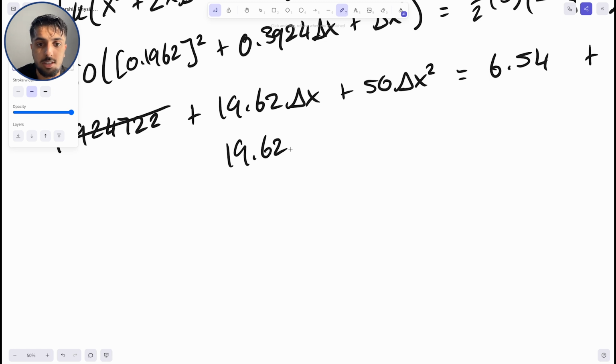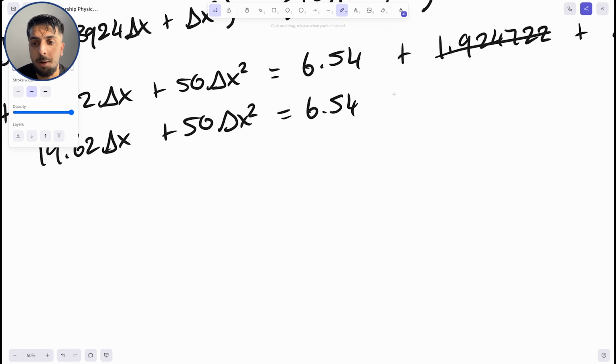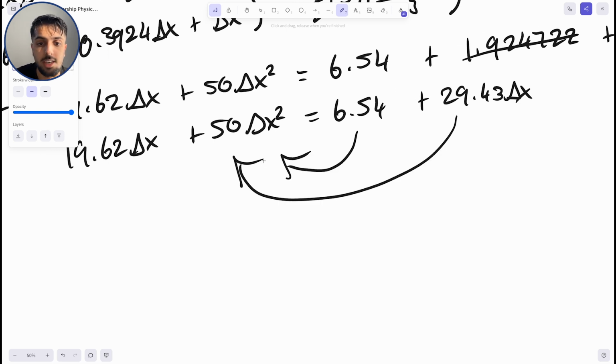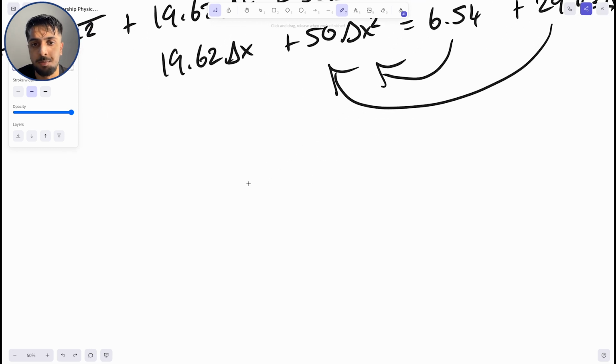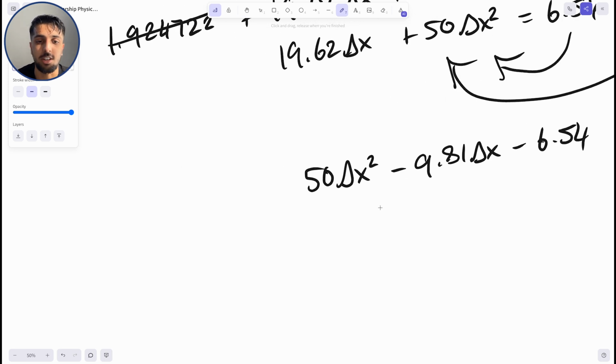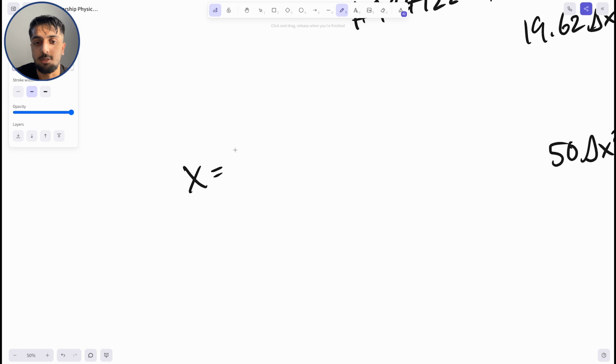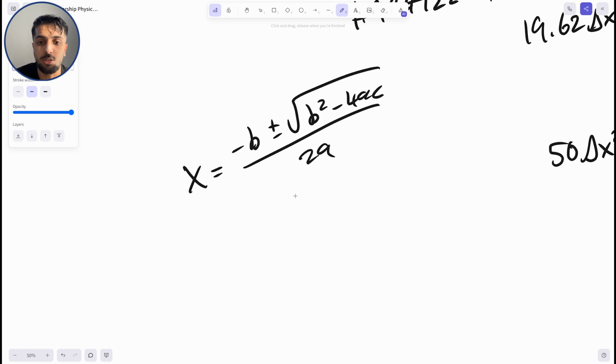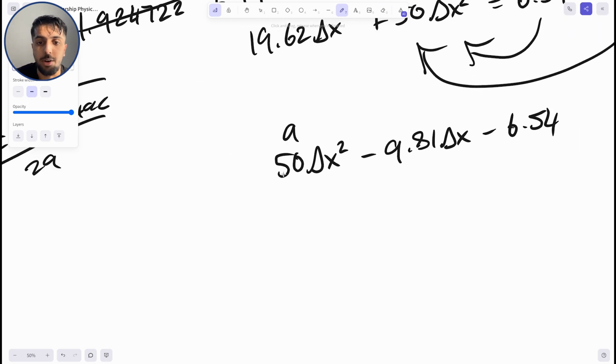And so we get 19.62 delta x plus 50 delta x squared is equal to 6.54 plus 29.43 delta x. And now we can move everything onto the left-hand side to make the right-hand side equal 0. And so we get 50 delta x squared minus 9.81 delta x minus 6.54. And as you can see, this is a quadratic equation. And so our quadratic formula is negative b plus or minus the square root of b squared minus 4ac, all over 2a, where this is our a value, this is our b value, and this is our c value.